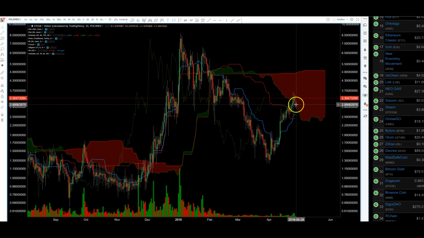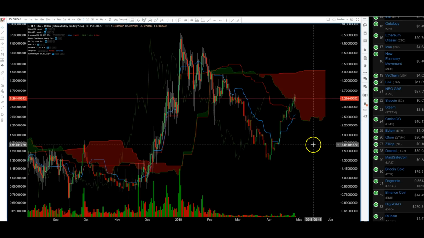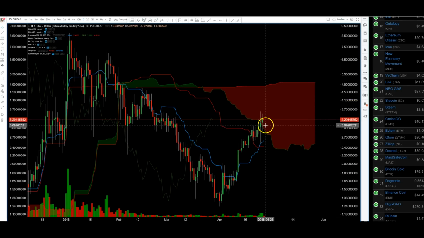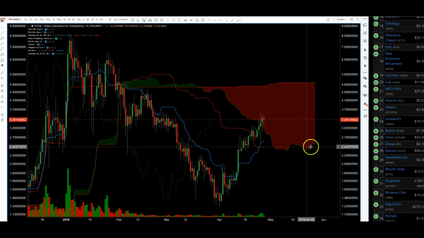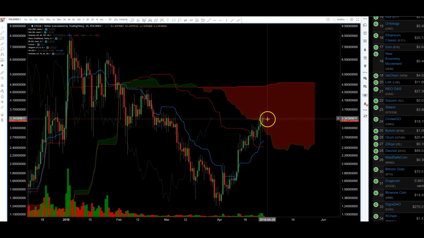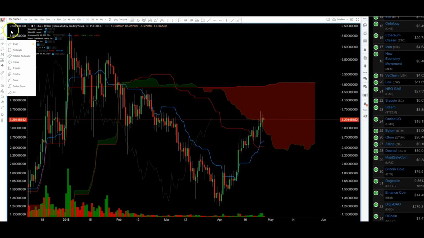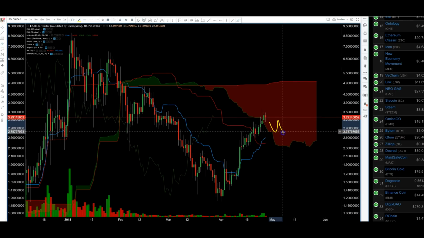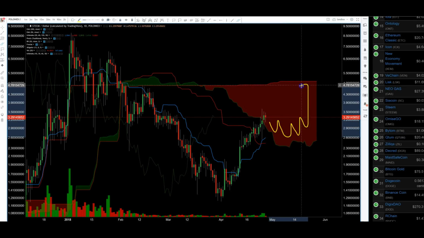It could squirrel around all the way in here. Again, what I keep saying, you want the entries to be close to the Tenkan or the Kijun at the bottom of the cloud. You can see how far up it is. That doesn't mean it can't just keep going, but it will more than likely squirrel around or retrace a little, and then something like this, who knows what this looks like, but that's going to be the eventual target.